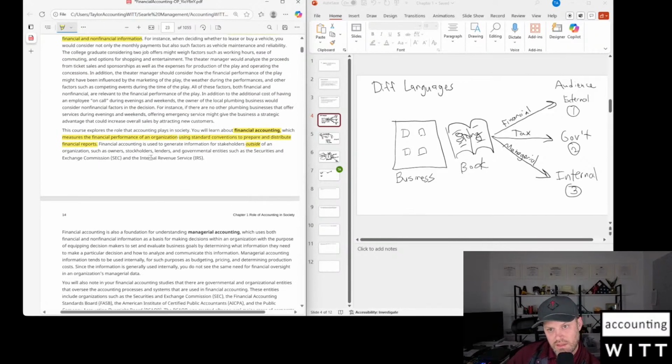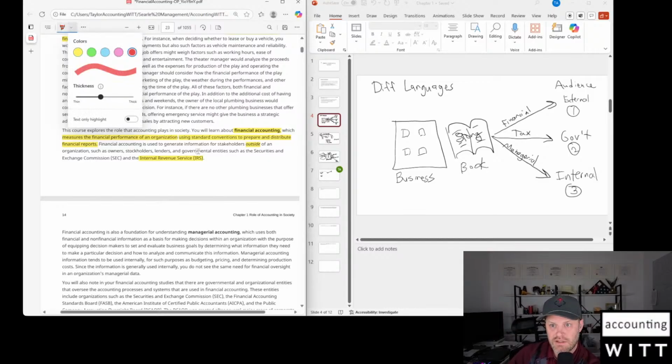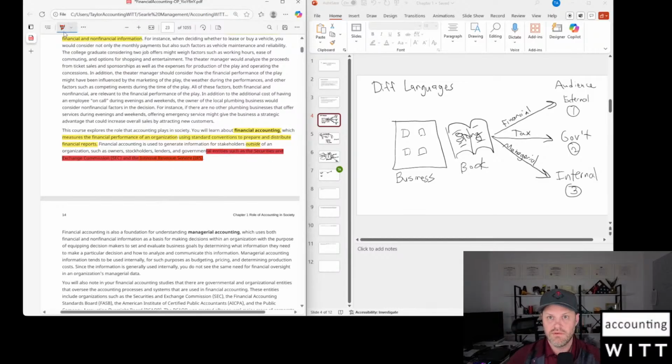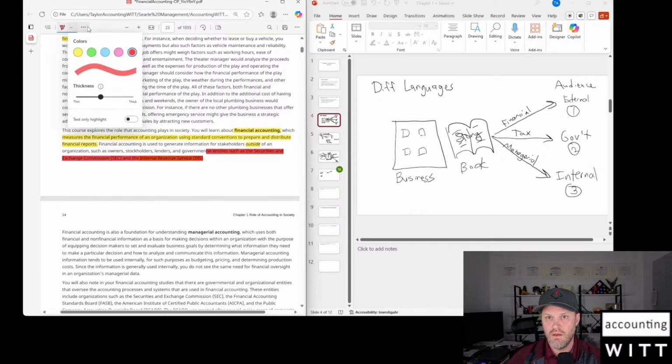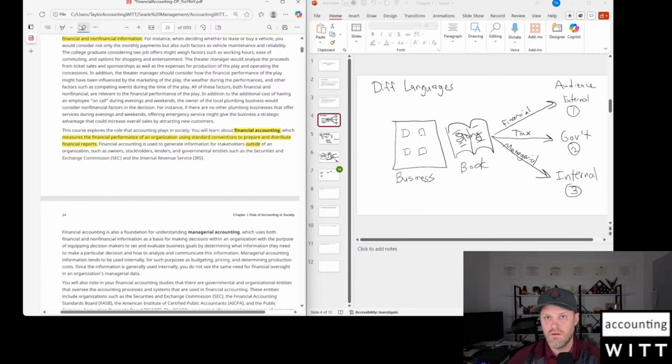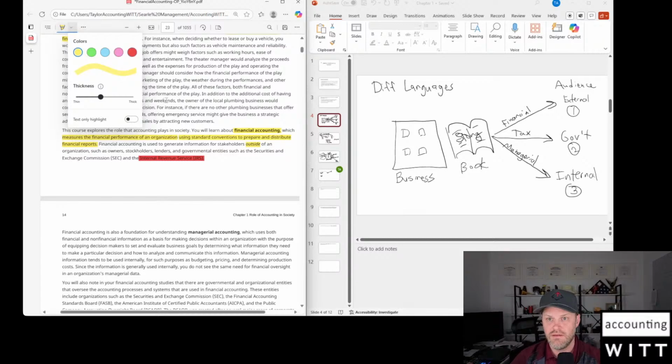I don't like that it says the IRS here. I'm wondering if this book is about to put tax and financial accounting together. That would not make sense because they're totally different languages, different rules, different convention. So I take issue with them listing this. This is going to let me erase. I take issue with them putting the IRS here. So we're going to come back to that and see what we think later.